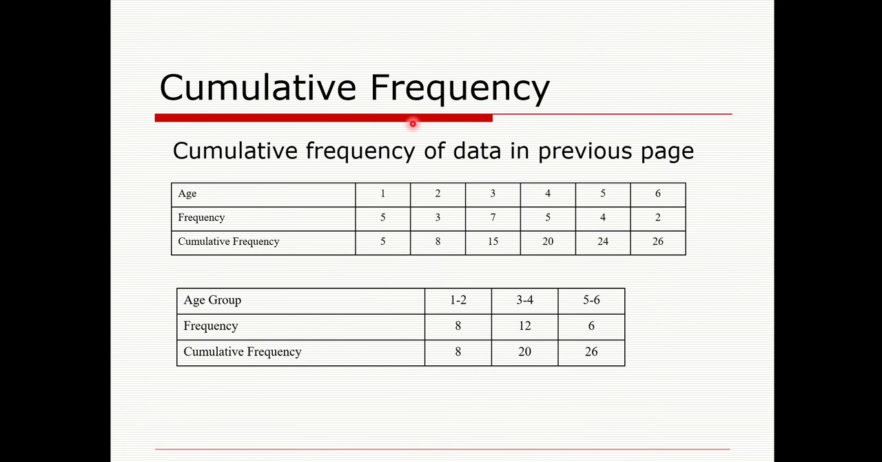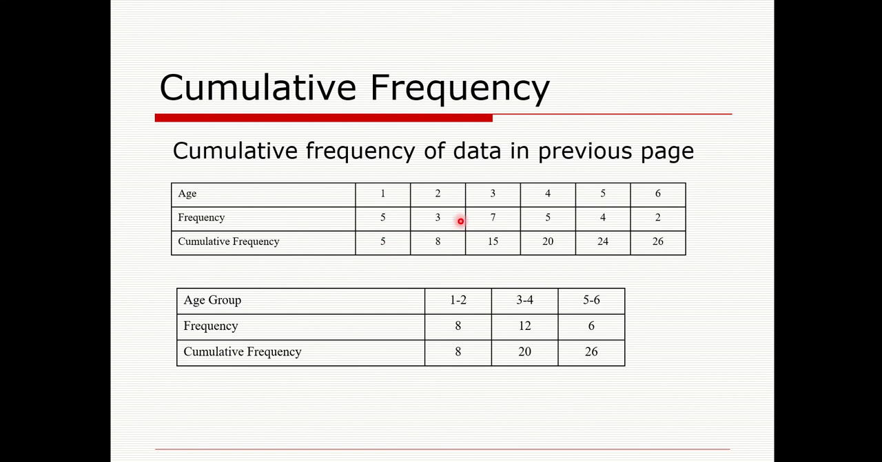So let us look at this other grouping here. Cumulative frequency of data on the previous page. So here we see that 1, 2, 3, 4, 5, 6 are the ages, and these are the numbers of children with these ages. So for cumulative frequency, we have 5 here. Look how we calculate it.